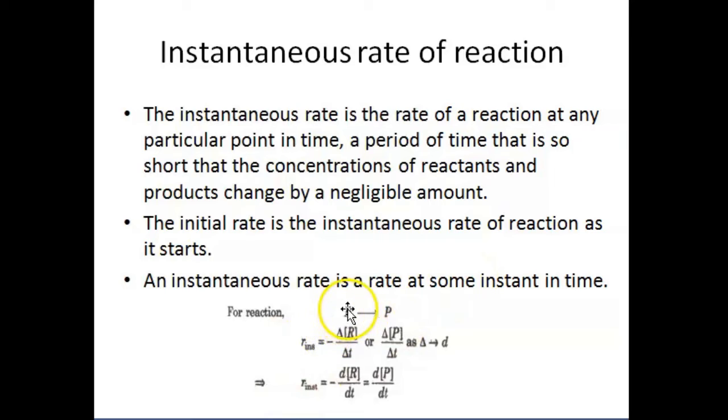So if we say for a reaction, reactant gives the product, your rate of the reaction will become negative for your reactant and positive for the product. So del of R by del T, or del of product by del T. So we have the instantaneous rate of the reaction as d of R by dt or d of P by dt.